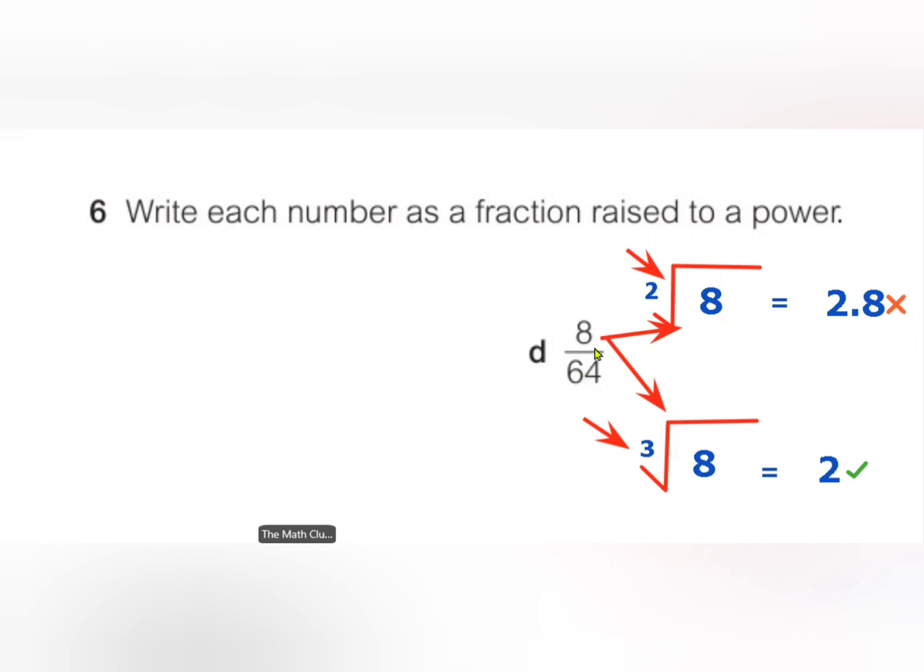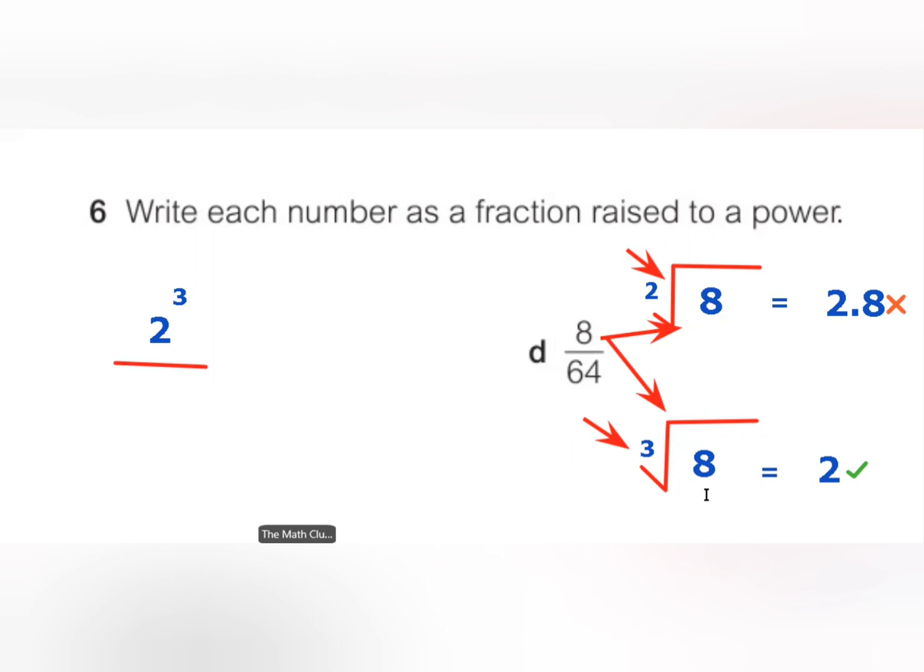So I'll put 8 here first. Let me put a fraction line. Then 8 will be what? Will be 2, and the power is, very good, it's going to be 3 because it's the cube root. So power of 3. And because I use the cube root with the numerator, I have to use it with the denominator. So I'm going to put 64 under the cube root in the calculator.